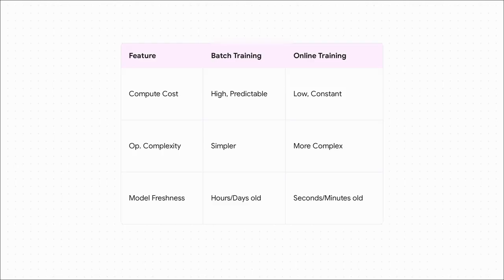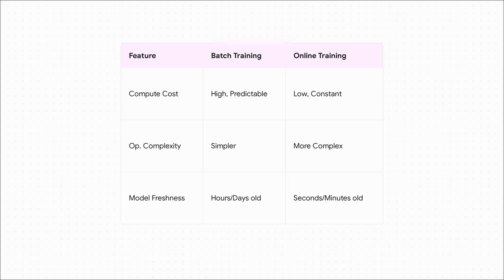Online training uses way smaller resources for each little update, but it's running all the time, which can definitely add up. Now, what about operational complexity? Batch is generally simpler. It's a workflow we understand pretty well. Online training, on the other hand, is much, much more complex. You need a pretty sophisticated streaming infrastructure to handle all that data in real time.